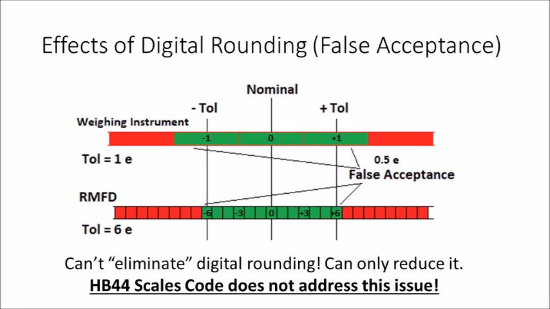tolerance. But notice what happens with the retail motor fuel device, where now we're using 6E. Now we reduce the amount to 1/12 of the tolerance, half of 1E in rounding. Handbook 44 does not address this, and I think you can make a very powerful argument that you can't use error weights, that half an E acceptance, because of digital rounding, is part of the scheme. And we need to fix that.